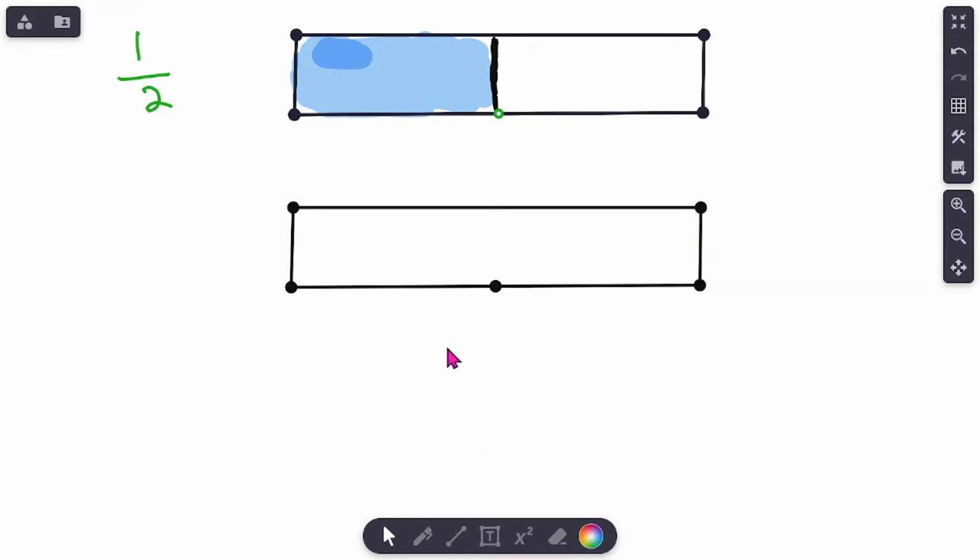We're going to see if we can make an equivalent fraction out of it. Let's say this time I give you the fraction 2/4. I want you to take this fraction bar and break it into 4 equal sections. Okay, 4 equal sections. So here we go.